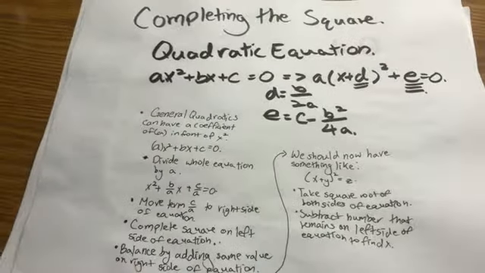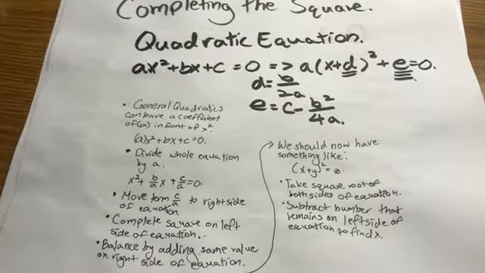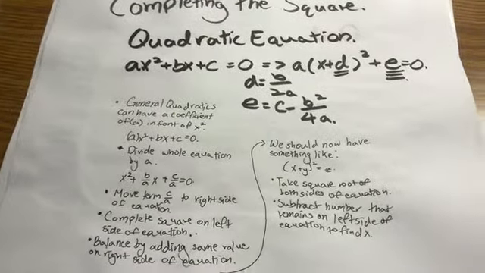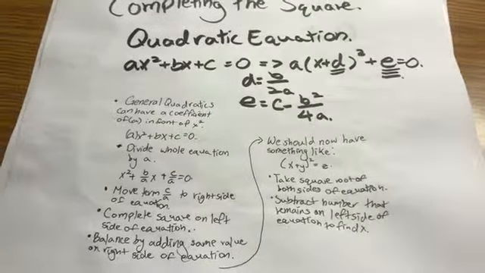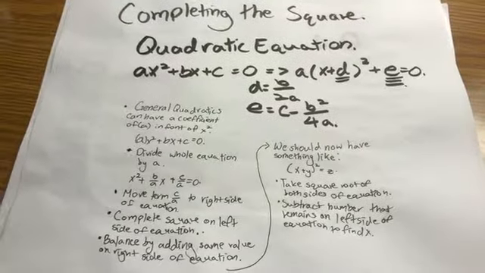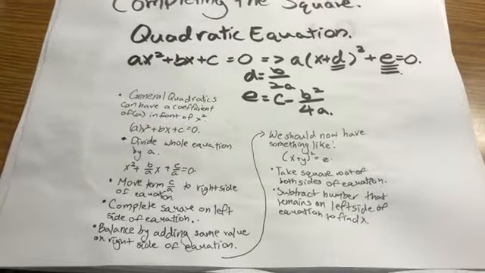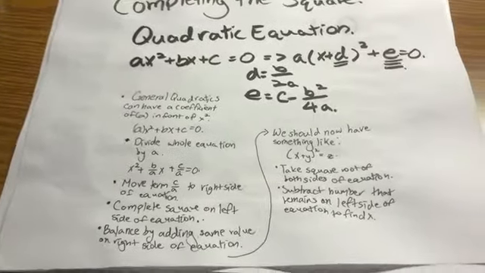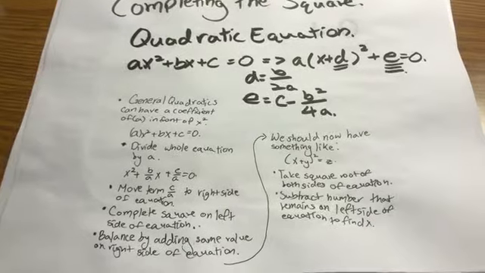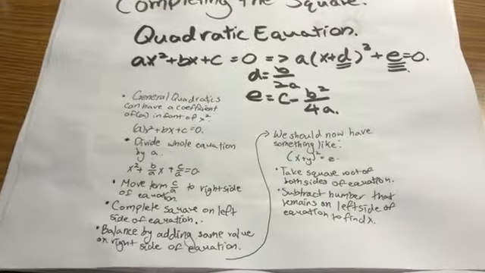So here's a quadratic equation: ax squared plus bx plus c equals 0. We then turn that to (x plus d) squared plus e equals 0, where d equals b over 2a, and e equals c minus b squared over 4a. So general quadratics can have a coefficient of a in front of x squared: ax squared plus bx plus c equals 0.